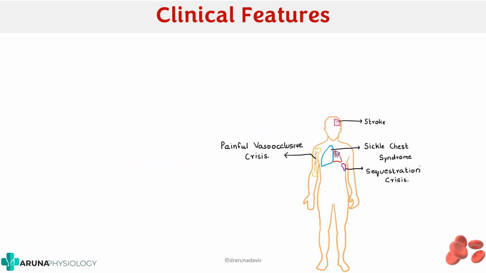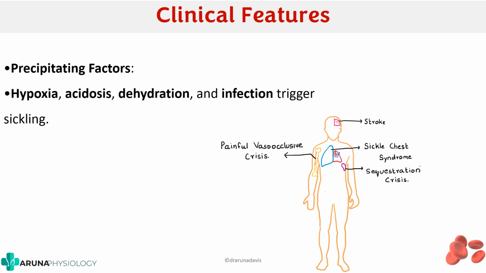What are the different precipitating factors? See, we said that it is low oxygen tension and low pH that will cause this polymerization of hemoglobin, causing sickling. So thus in all conditions that can produce hypoxia, acidosis, dehydration and infection, they all can trigger the sickling, leading on to the crisis situation.